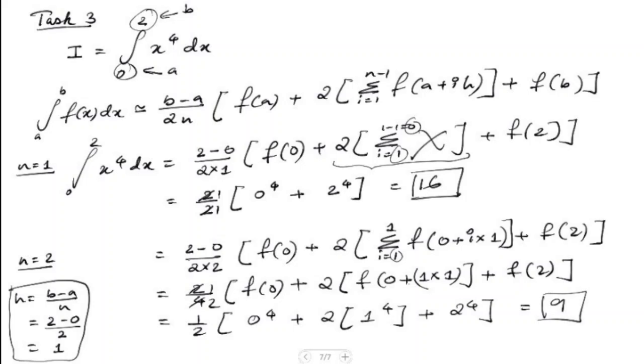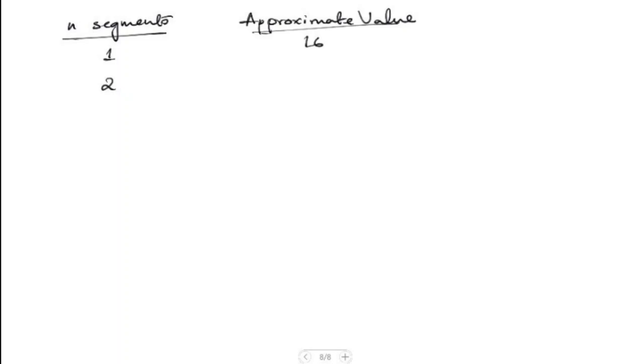Writing it in a table form, for the number of segments and the approximate value: when we have one segment, the approximate value is 16, and when we have two segments, the approximated value is 9.